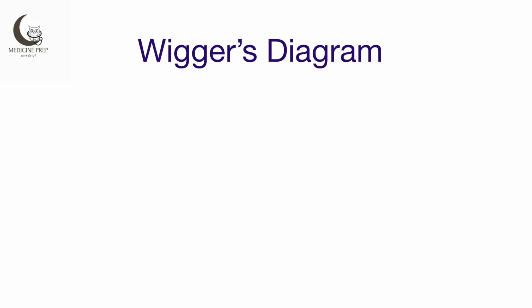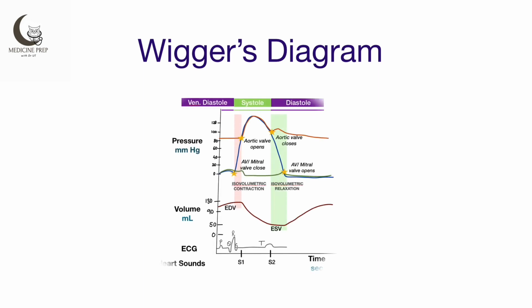Hi, today I'll be discussing the Wigger's diagram. I'll break it down in such a way that within 20 seconds you'll be able to locate the probable cause of abnormality. So now let's get started. On our x-axis we have our time, and on the y-axis we have our volume and pressure.